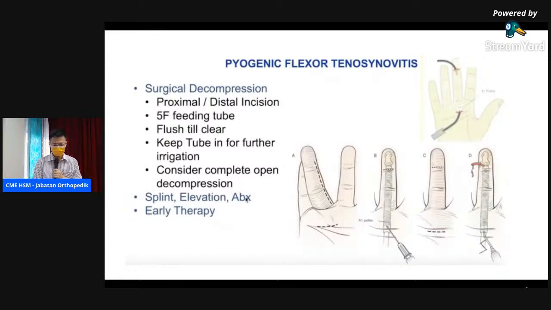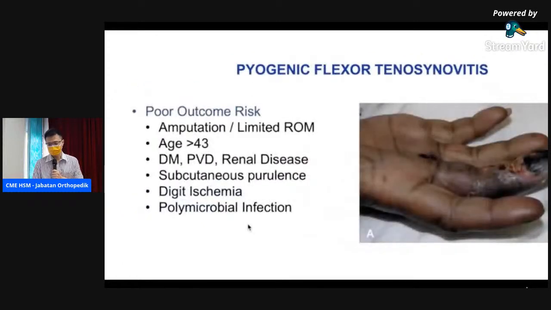So consider complete open decompression, okay? And splint the hand and fingers, elevate, give antibiotics, and treat it early. You don't want to wait for gangrene to happen, because it will lead to a very bad outcome. Sometimes it may lead to amputation.